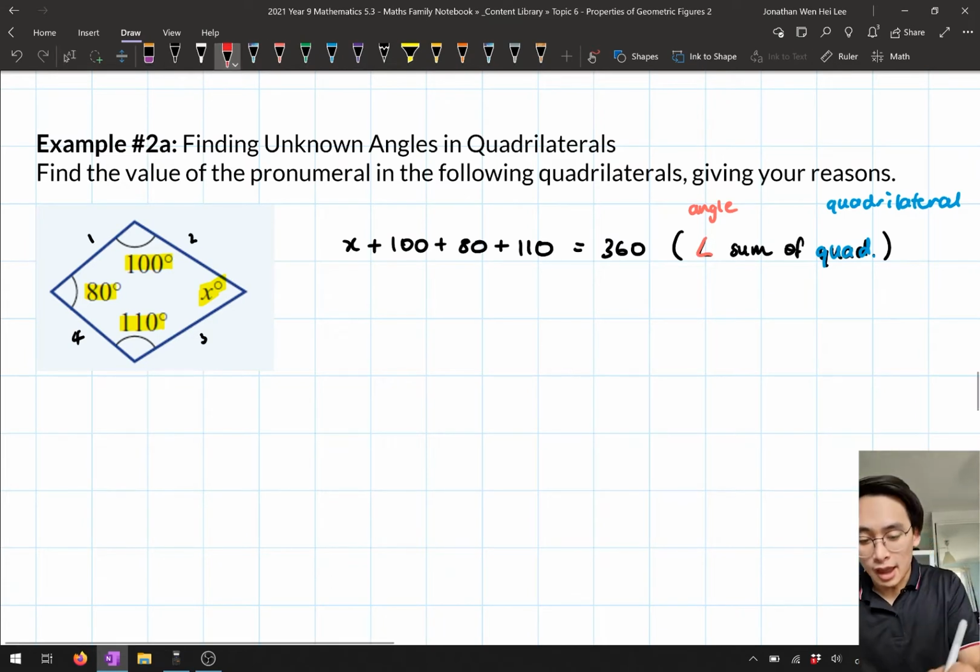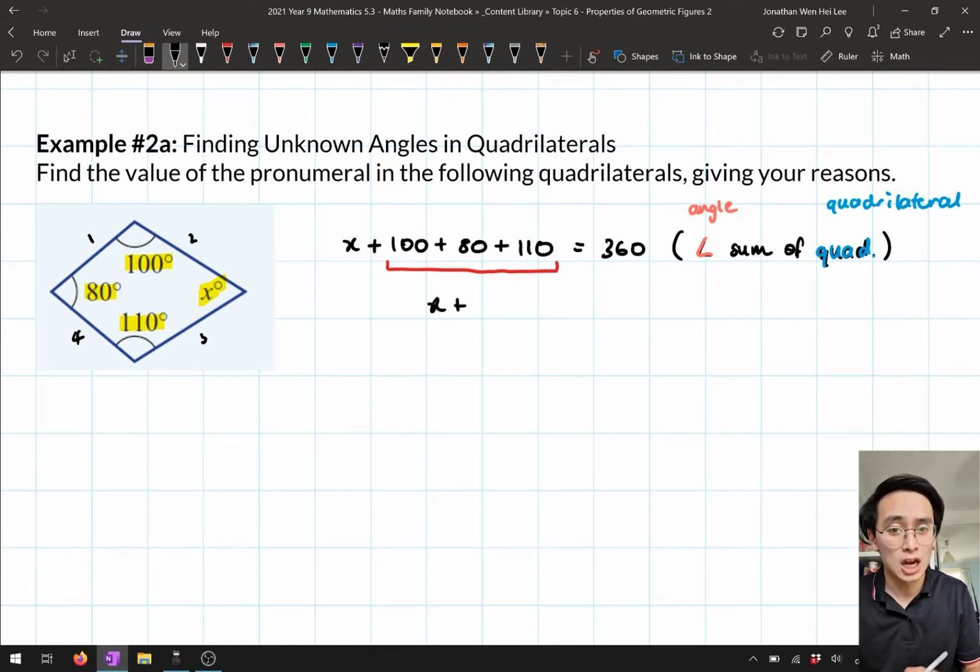Now, if you remember from last lesson when we looked at triangles, what I usually like to do here is add up all of these angles first. So I've got x plus 100 plus 80 plus 110, which is actually going to give me 290. And that's equal to 360.